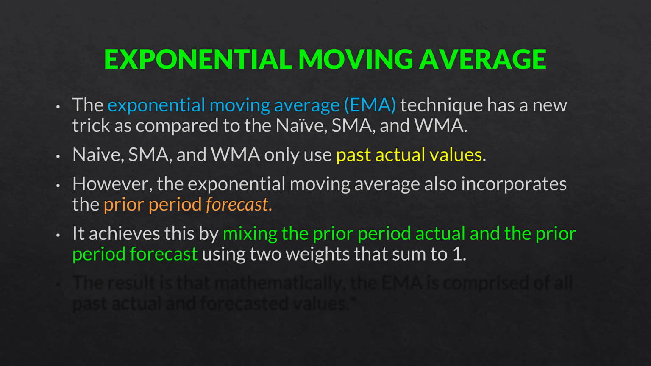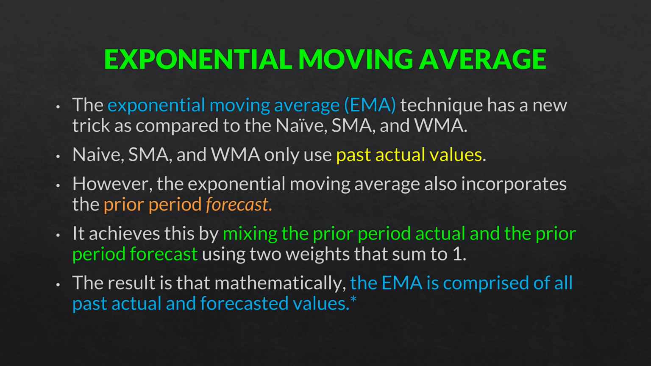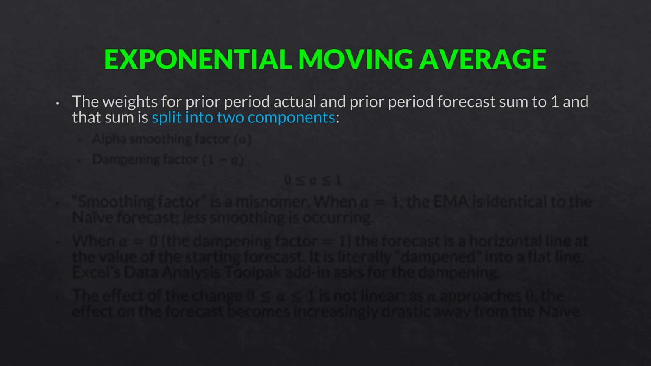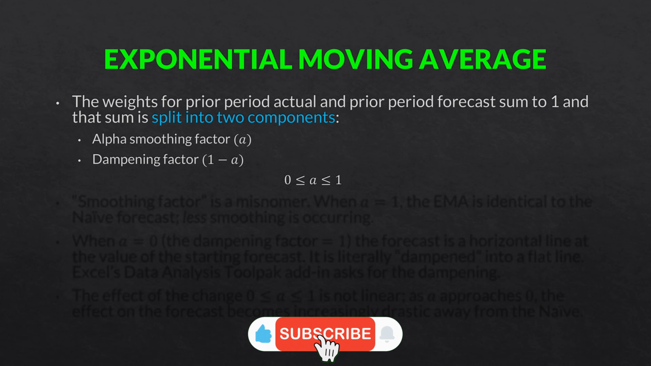It achieves this by mixing the prior period actual value and the prior period forecast value using two weights that sum to 1. The result is that mathematically, the exponential moving average is comprised of all past actual and forecast values. That's what makes it different. The weights for prior period actual and prior period forecast sum to 1, and that sum is split into two components: an alpha smoothing factor, represented by the Greek letter alpha, and a dampening factor, which is 1 minus alpha. Of course, alpha is between 0 and 1.